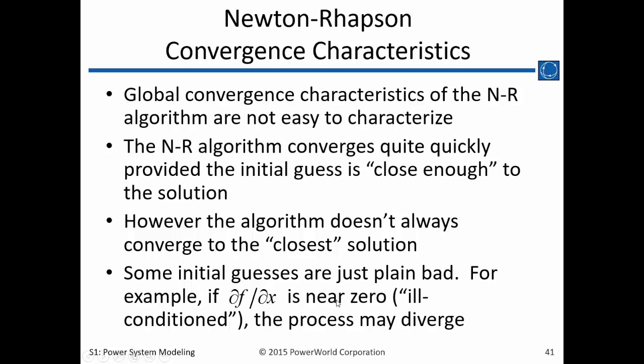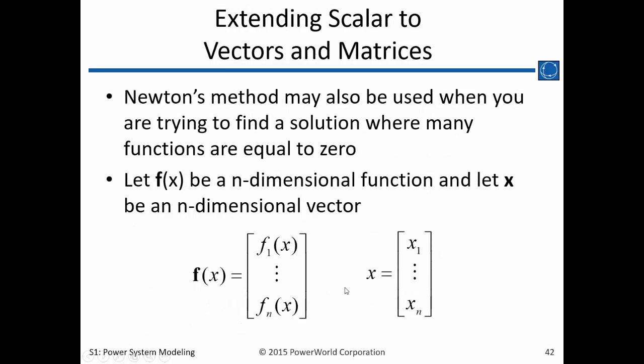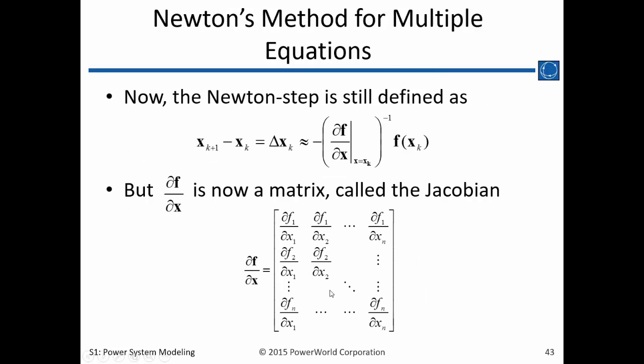Now, extending scalar to vectors and matrices, Newton's method may also be used when you're trying to find a solution where many functions are equal to 0. So if you let your f of x be an n-dimensional function and let x be an n-dimensional vector, as you see here, you can use Newton's method to solve for that as well. The Newton step is still defined the same. It's just that now you're using vectors of functions instead of just a single function.